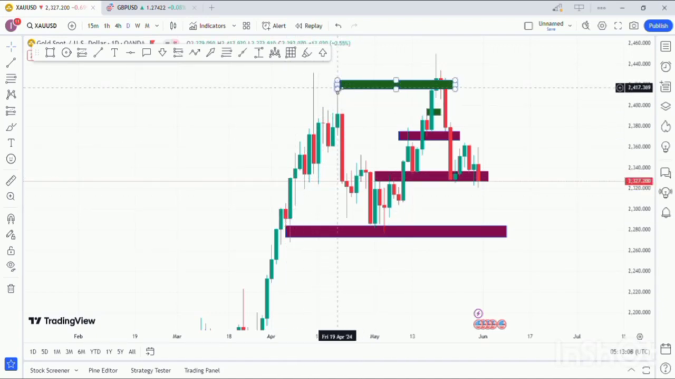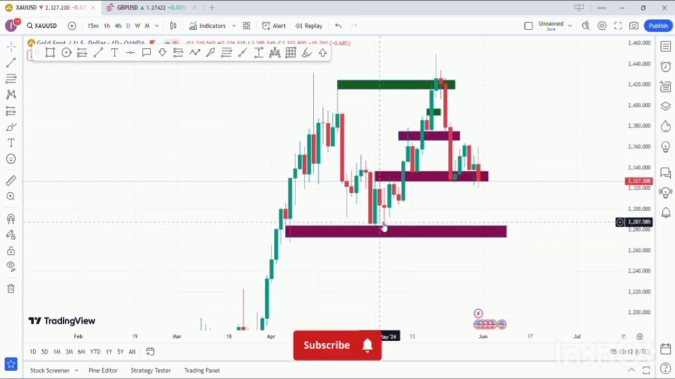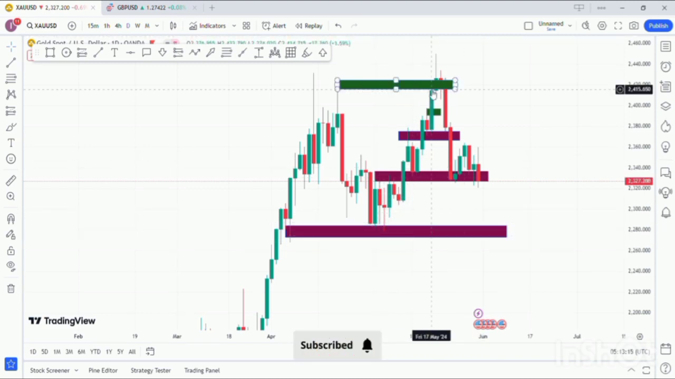So on the daily time frame for XAUUSD, as you can see, XAUUSD moved upward to this resistance zone right here, and then dropped to this support zone, and then it moved upward from this support zone, respected this resistance zone, and even broke out of it before dropping to this zone.